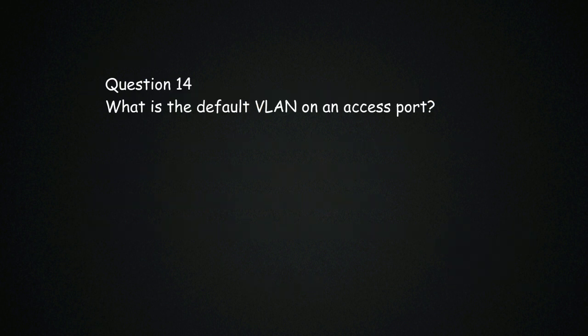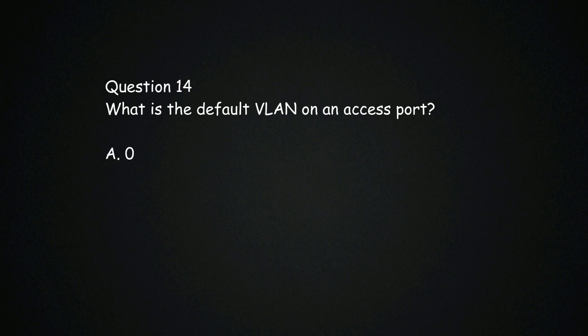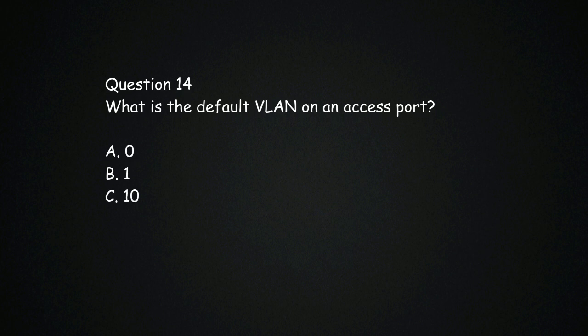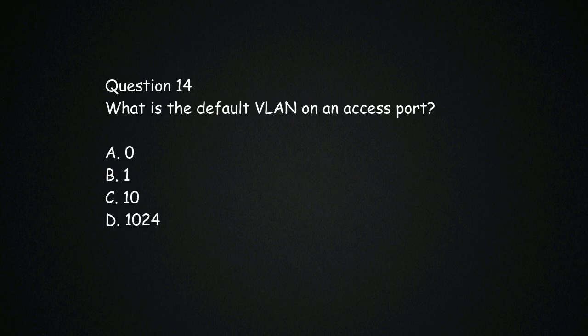Question 14. What is the default VLAN on an access port? A. 0. B. 1. C. 10. D. 1024. Answer is B.